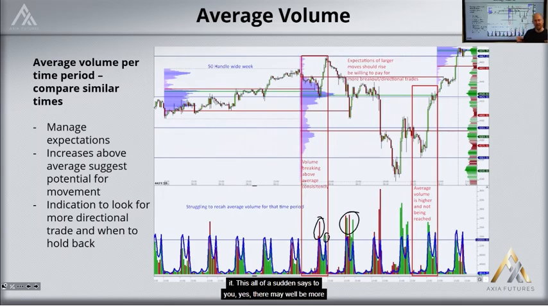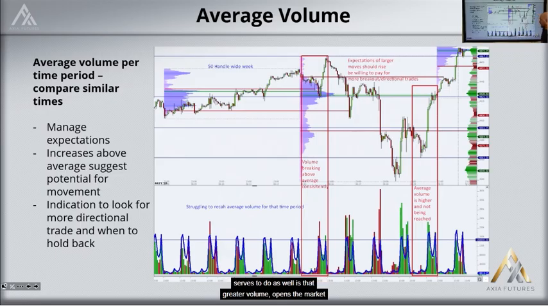This all of a sudden says to you, yes, there may well be more opportunity in terms of size of movement, so that you can start adjusting your expectations. You can start expecting that now if you take a trade on, that target can be bigger. There is more scope for movement. Just by looking at the volume compared to an average, and you can note these things down. On a daily basis, note down what the volume was in the first hour. When you see volume picking up above that, it's quite an easy way to think to yourself, aha, there could be more on today. There's a greater scope for action on the day than there was perhaps on previous.